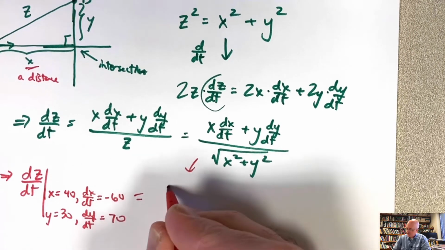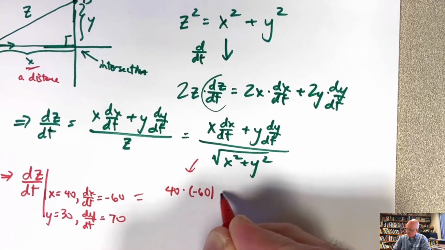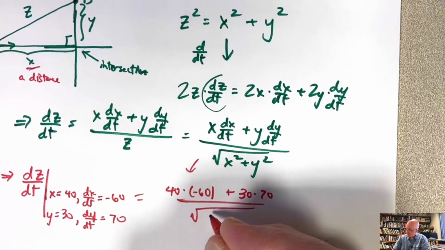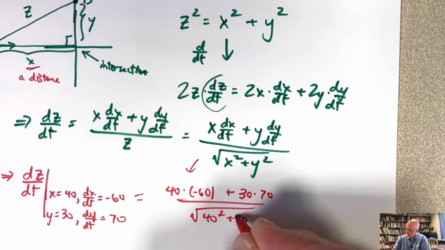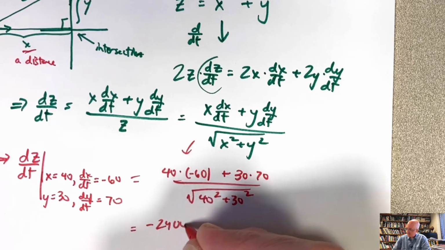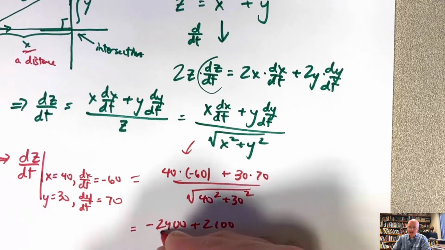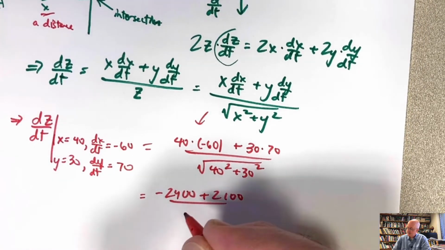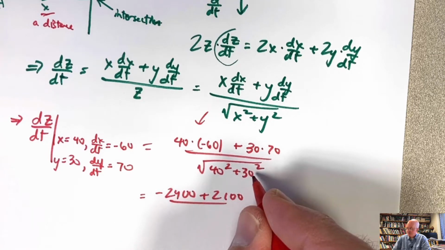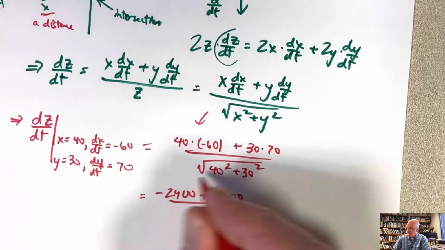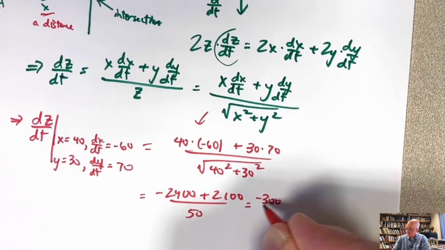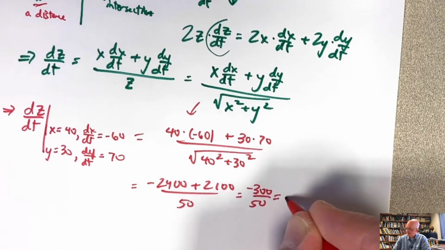What do we get? We get 40 times negative 60 plus 30 times 70, all over the square root of 40 squared plus 30 squared. 40 times negative 60 is negative 2400. 30 times 70 is positive 2100. This is going to be a negative quantity for the rate of change of z with respect to time. 40 squared is 1600. 30 squared is 900. 1600 plus 900 is 2500. Square root of 2500 is 50. Looks like we get negative 300 over 50, which simplifies to negative 6.